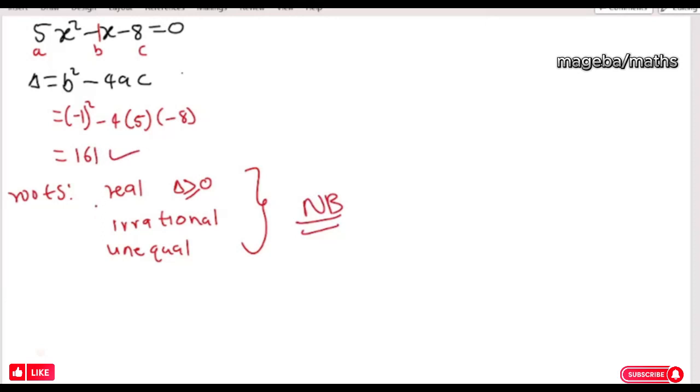This determines, is it a real number? Yes, it is a real number. Is it rational or irrational? It is not a perfect square. If it were a perfect square, it would be rational. Then, is it equal or non-equal? If it were equal, our delta would be equal to 0, meaning it's unequal. I hope you can see that one.